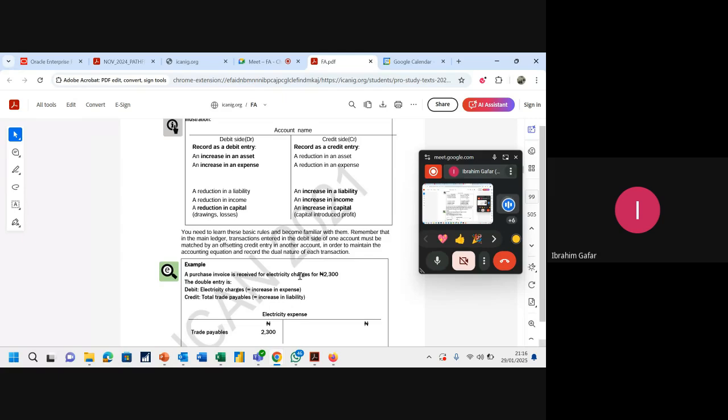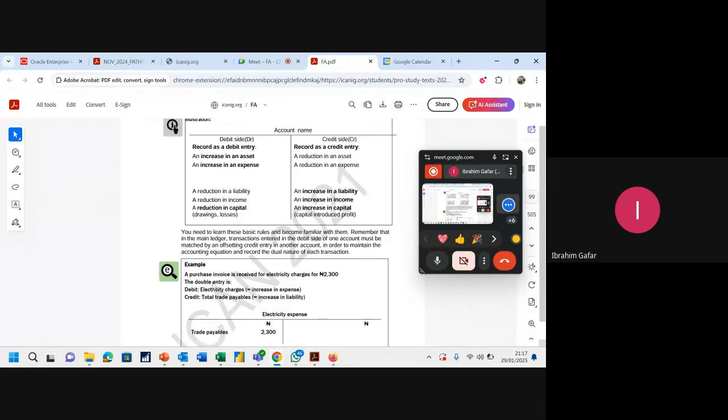So I just want to be sure we get it. It's pretty simple. Thank you for your contributions. So a purchase invoice is received. When you see a question, just try as much as possible to make it easy for yourself. What are they trying to say? This is accounting, and accounting is simple. Once you say accounting, just rest your mind that there's no issue here.